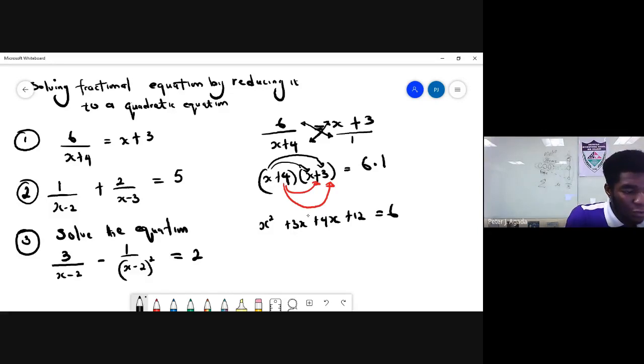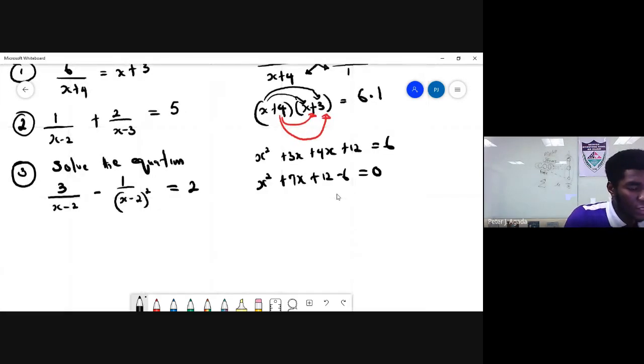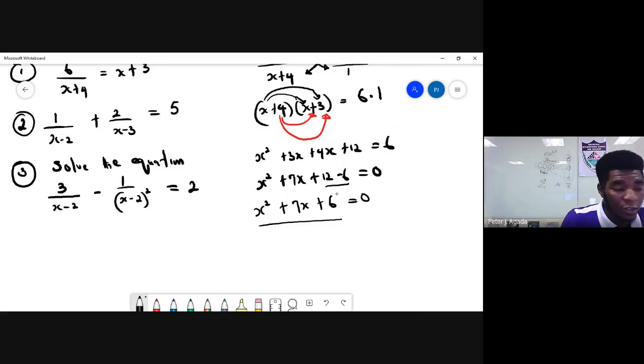If you further simplify or reduce this quadratic equation, you can get x squared plus 7x plus 12 minus 6 is equal to 0. So we can further reduce this equation. As you can see, 12 minus 6 gives 6, so we have x squared plus 7x plus 6 is equal to 0. Now we can literally solve this equation using any quadratic method. For me, I'll be using the factoring method in solving this quadratic equation.